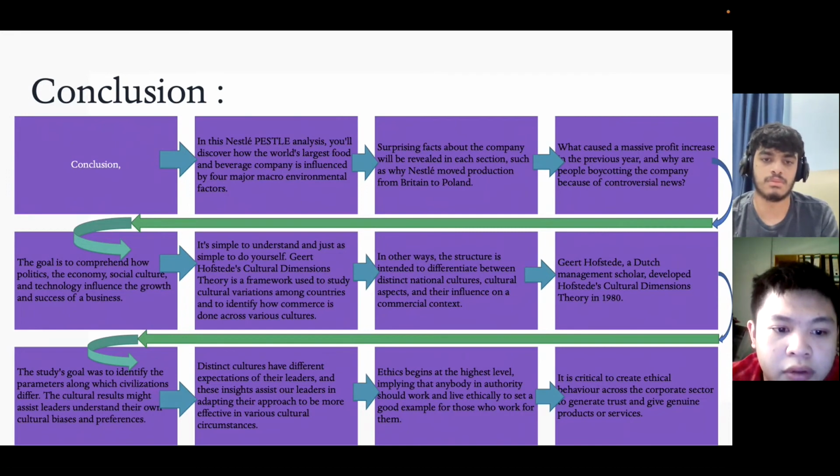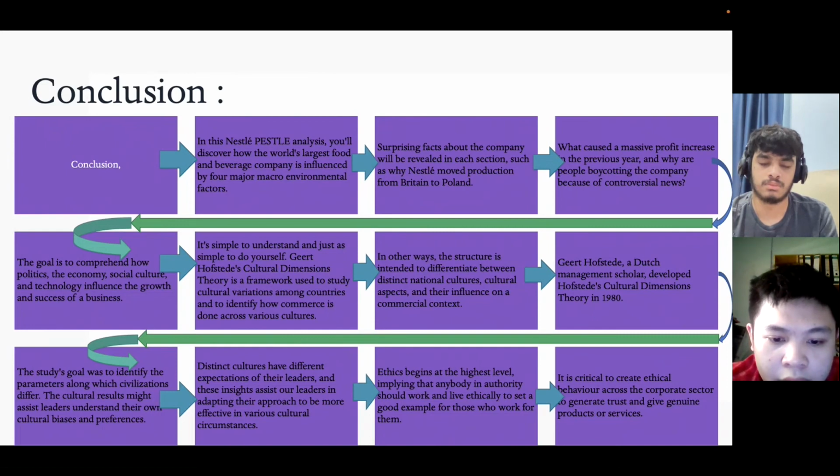Hofstede's cultural dimensions theory is a framework used to study cultural variation among countries and to identify how commerce is done across various cultures. In other words, the structure is intended to differentiate between distinct national cultures, cultural aspects, and their influence on a commercial context. Geert Hofstede, a Dutch management scholar, developed Hofstede's cultural dimensions theory in 1980. The study's goal was to identify the parameters along which civilizations differ. The culture results might assist leaders in understanding their own cultural basis and preferences. Distinct cultures have different expectations of their leaders, and this insight assists our leader in adapting their approach to be more effective in various cultural circumstances.